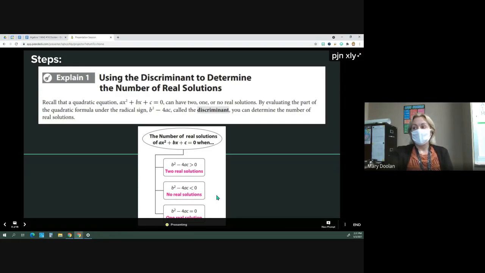That's it. If it turns out b squared minus 4ac is equal to 0, these are the 3 possibilities: greater than 0, less than 0, or it is 0. The square root of 0 is 0. Plus or minus 0 is 0. So there's only one solution in this case. It's the same value of x.